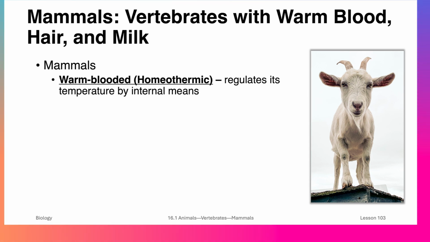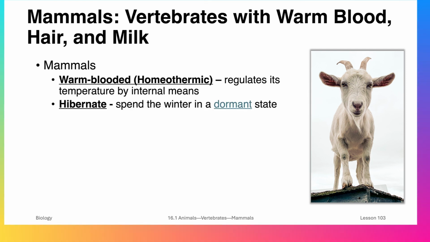But what it means is that the animal regulates its temperature by internal means. It is warm-blooded, as opposed to cold-blooded animals. Cold-blooded animals assume the temperature of the environment that they're in. Warm-blooded animals control the temperature and keep it regulated by internal means, and so the external environment has little effect on their internal temperature.